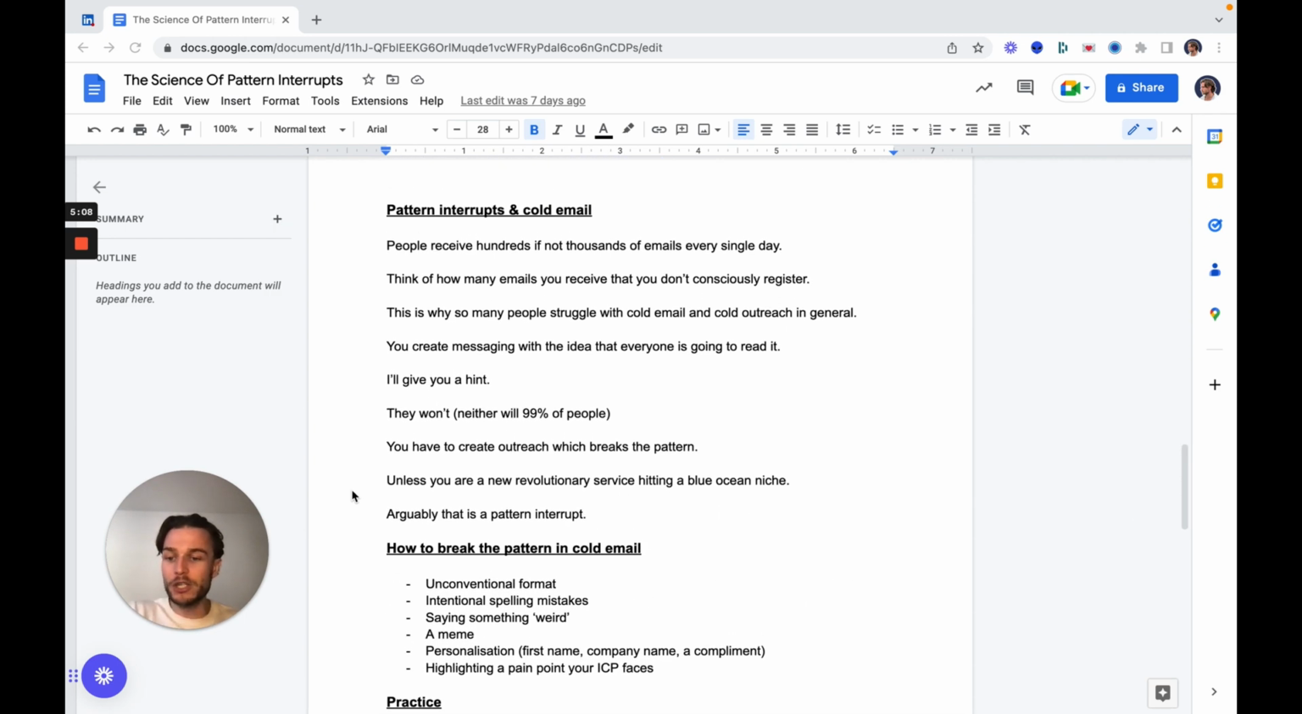So, pattern interrupts in cold email. People receive hundreds, if not thousands, of emails every single day. Receiving emails is part of a pattern. Think for yourself: think of how many emails you receive that you don't consciously register. That's why so many people struggle with cold email and their cold outreach in general, because they create messaging with the idea that everyone is going to read it. But honestly, I'll give you a hint, they won't. 99% of people do not read your cold outreach or your messaging.